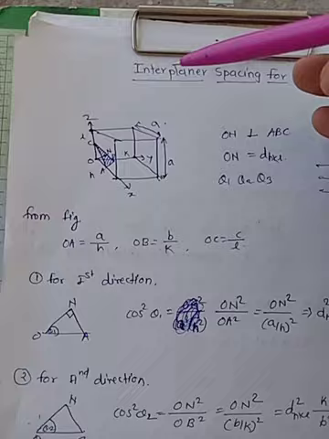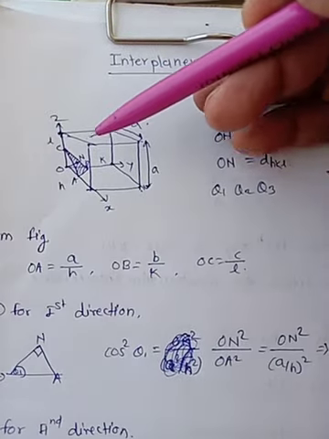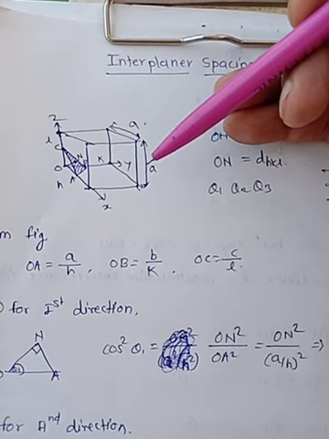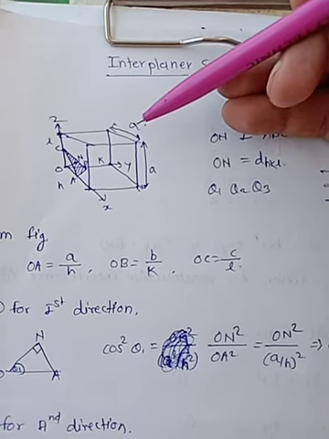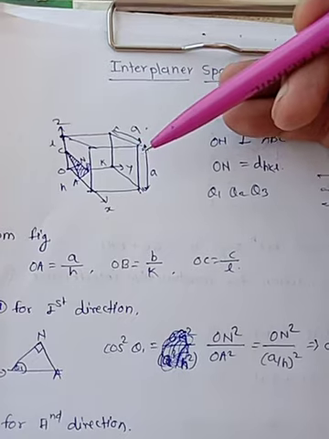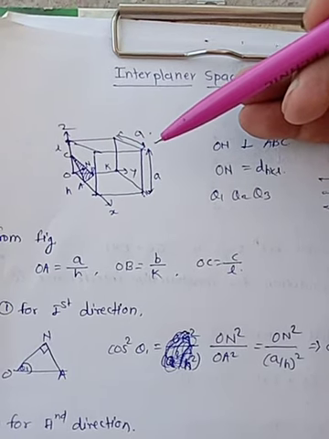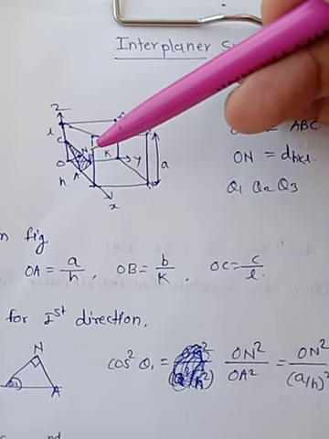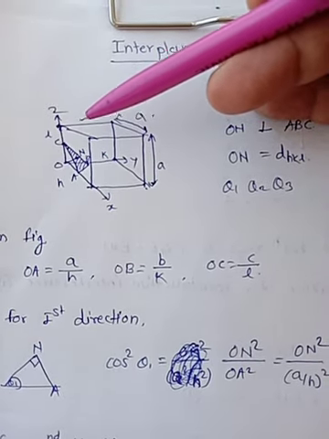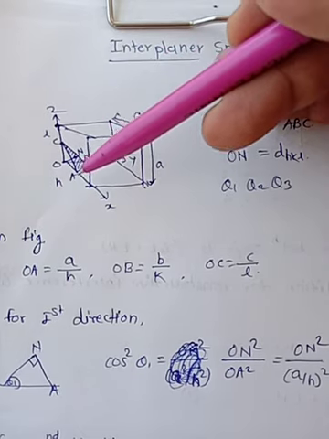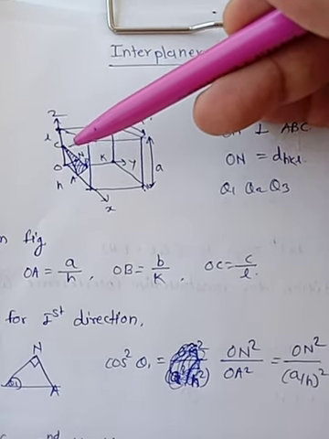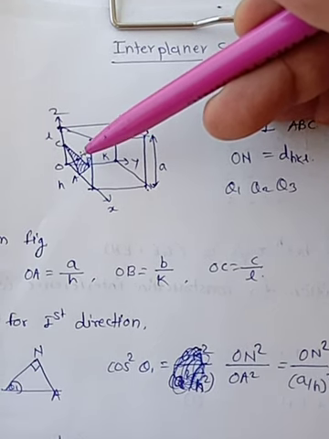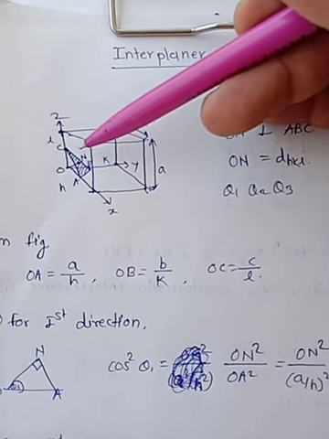Now consider a cubic unit cell having lattice constant a. Lattice constant is nothing but the side length of the unit cell. So consider a cubic unit cell having lattice constant a. Consider plane ABC of a crystal having intercepts OA, OB and OC. Let ON be the normal passing through the plane ABC.